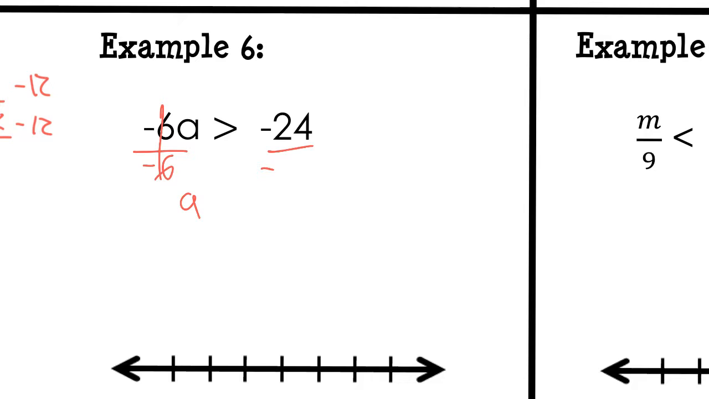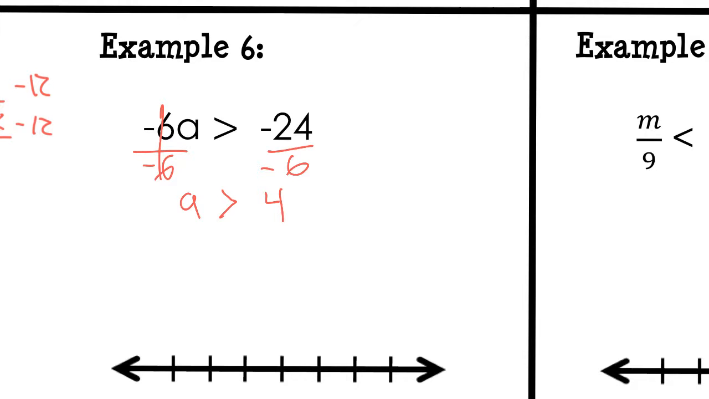Let's just do what we did on the other side. Negative 24 divided by negative 6. Well, what am I left with? 6 goes into 24 4 times, right? And the two negatives make a positive, so 4. And here's where things get tricky. If I leave this the same, will it still be correct?